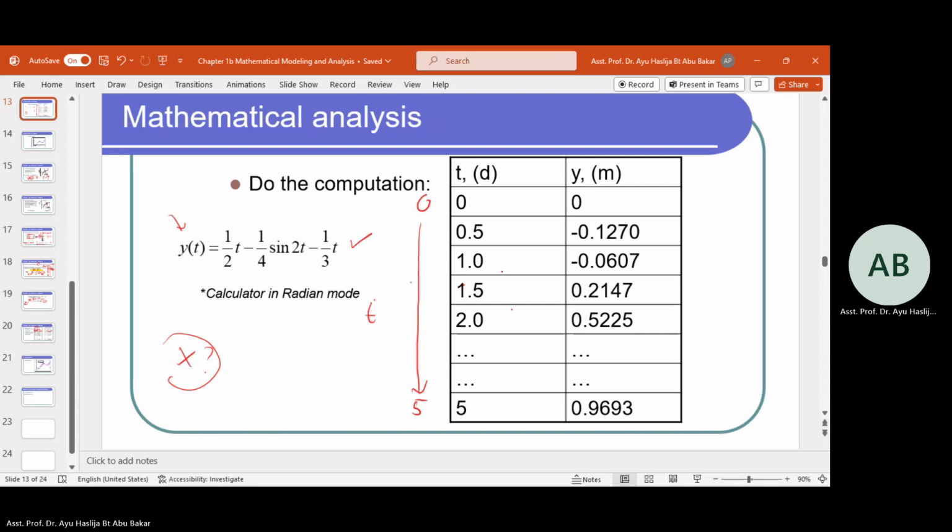Then for t equals 1, just press calculate again. Press calculate, then you input 1. Then press equal. You will get this value. So you don't need to repeat pressing the values again. Just set the equation over there. And make sure your calculator is in radian mode. If in degree mode, you'll get a different value.